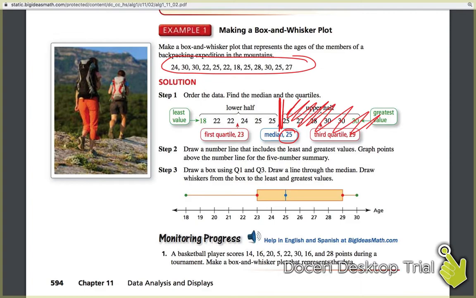Well, now I've got 3 and 3. My median of the lower half is going to be right in between there. So the median, the average between the 22 and the 24, is the 23. So that would be our Q1. Okay, so we've got that.